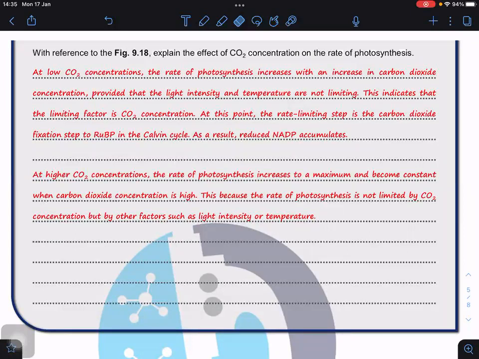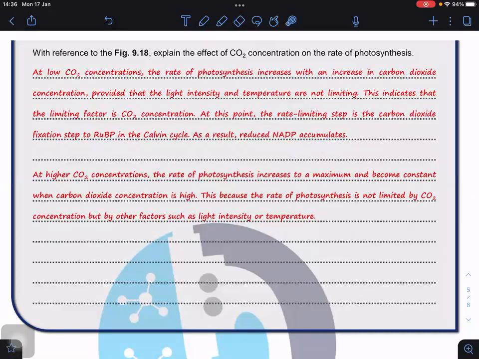Okay. So what is the rate limiting step? The rate limiting step here, because CO2 is involved in the Calvin cycle, write down the direct effect from the CO2 is on the Calvin cycle. And which step of the Calvin cycle? CO2 fixation. Are you clear?